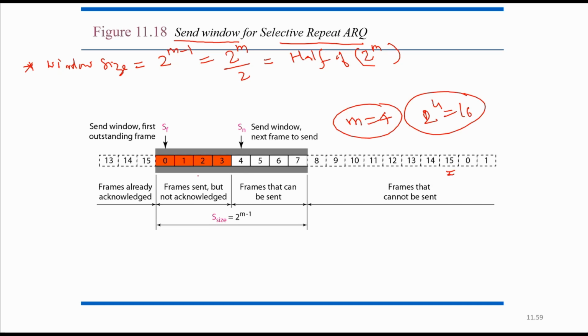After receiving the acknowledgement for the red ones, the next frames 4, 5, 6, 7 will be sent, and these are already sent and acknowledged. These are frames that cannot be sent because they are not yet available from the data link layer. So the size of the window will be 2 to the power m minus 1. But in go back N ARQ, the size was 2 to the power m minus 1.